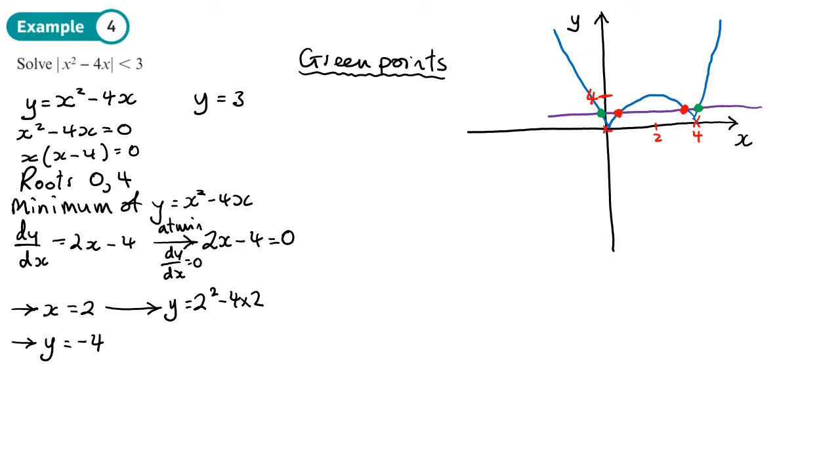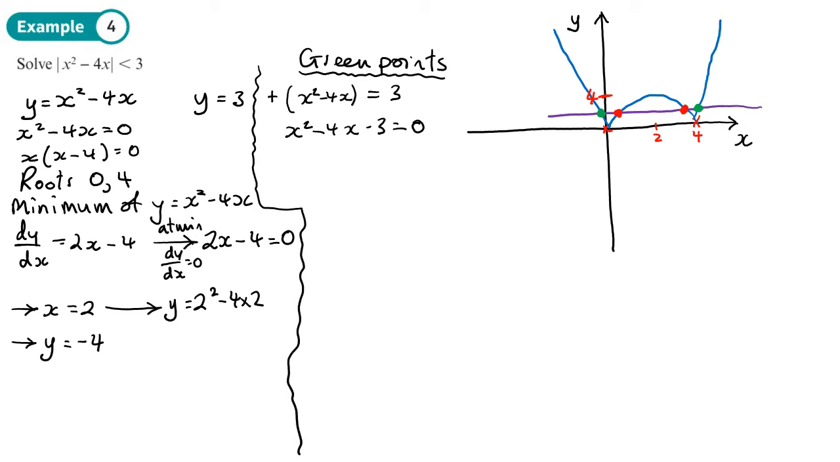Now to solve the modulus, when it's the original part of the graph, you replace the modulus sign with brackets and a plus sign, and we solve that equal to 3. So that gives me x squared minus 4x minus 3 equals 0. Now that doesn't factorize, because we can't have 3 and 1, because that's not going to give me 4. So I'm either going to use the quadratic equation or I will complete the square. I think completing the square is easier.